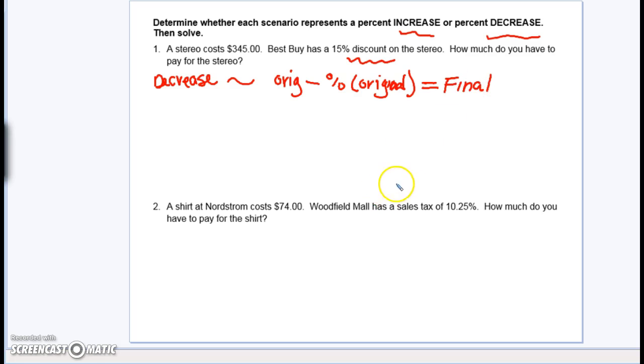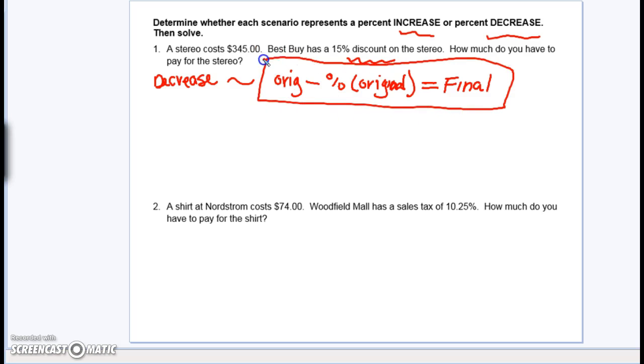So I'm going to plug the information into this decrease formula. Let's do that real quick. My original amount is how much it costs: $345 minus the percent as a decimal. So 15% as a decimal is 0.15, times that original amount again. I'm going to write that twice. And that should give us my final amount.